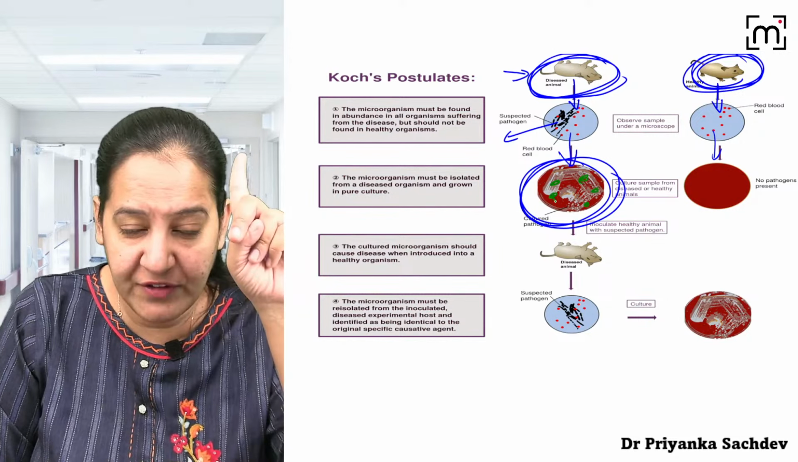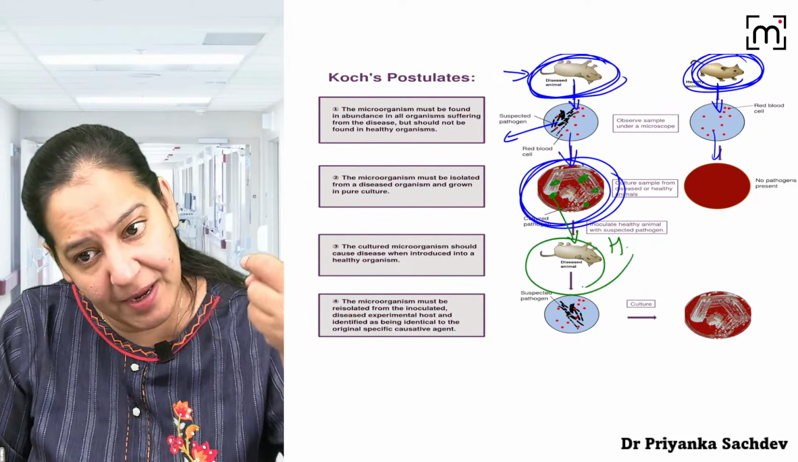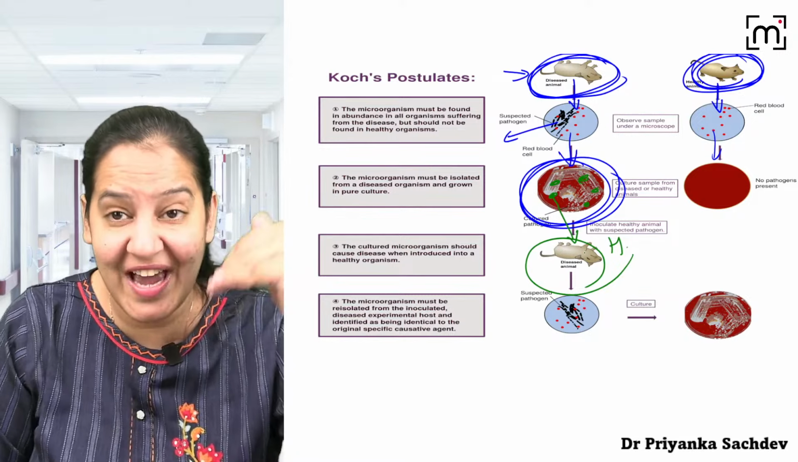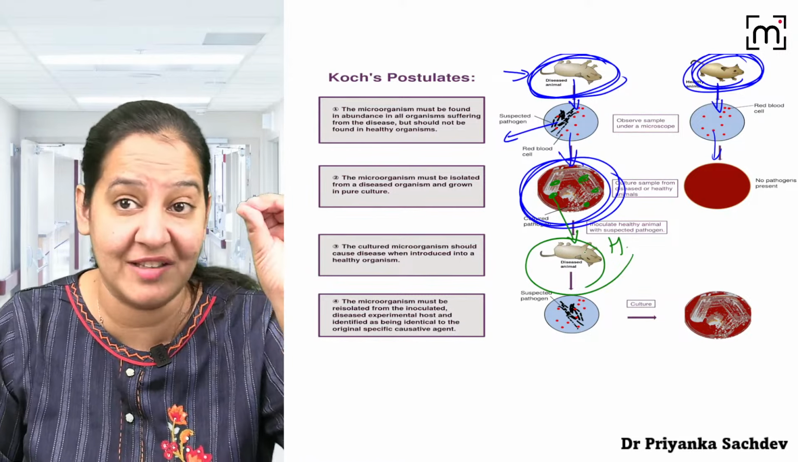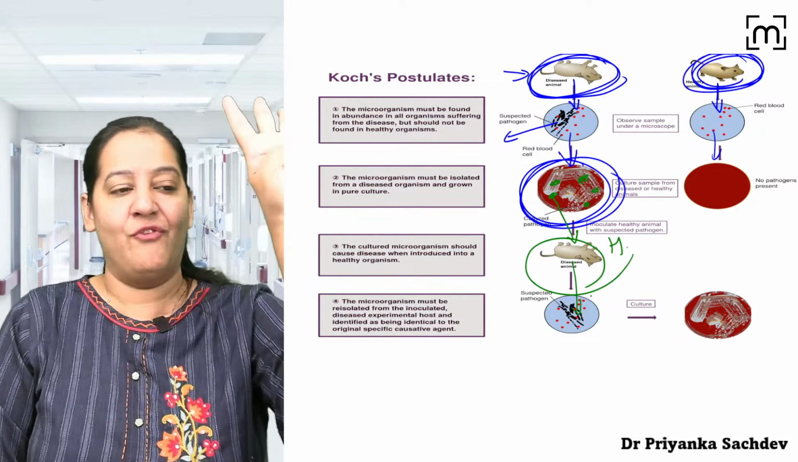If I take one of the colonies and inject it in a healthy animal, the healthy animal also becomes diseased, because I have injected the isolated colony, and I should be able to re-isolate it. So these are the four Koch postulates.